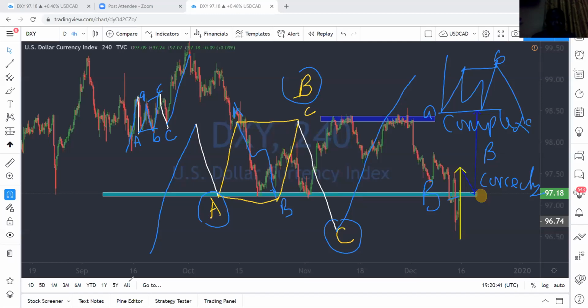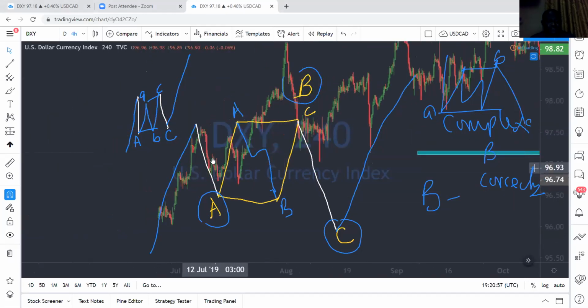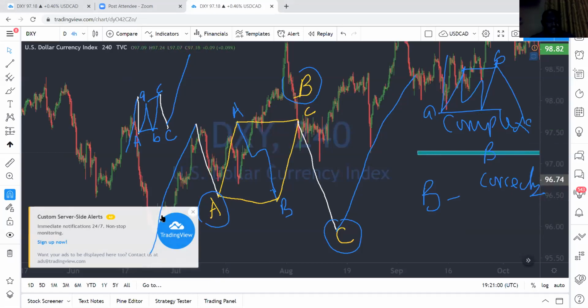Let's see if we can still identify. If you want to screenshot, you can screenshot. I'm going to clean up right away. Let's see if we can still get another one. A complex B corrective structure. 1, 2, 3. Boom. Right.